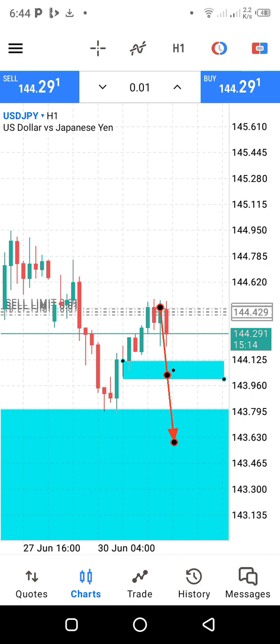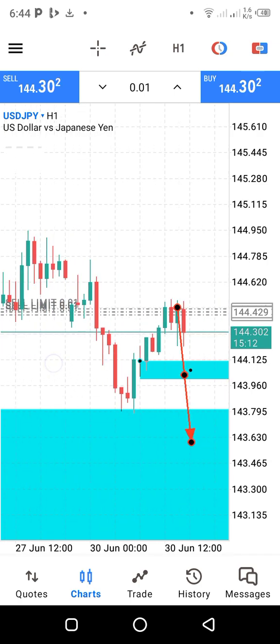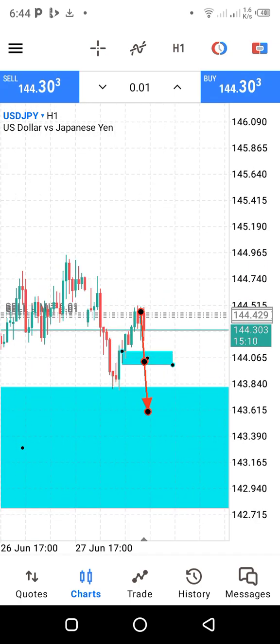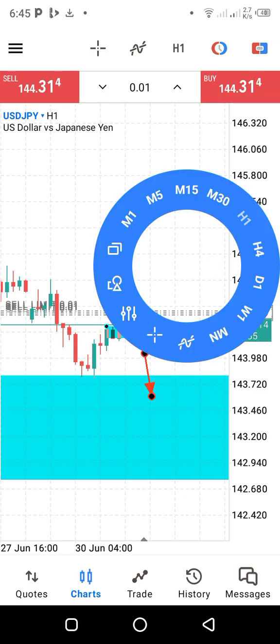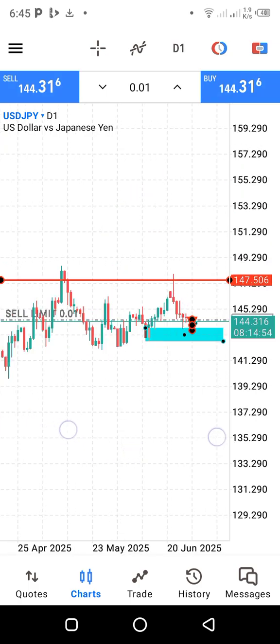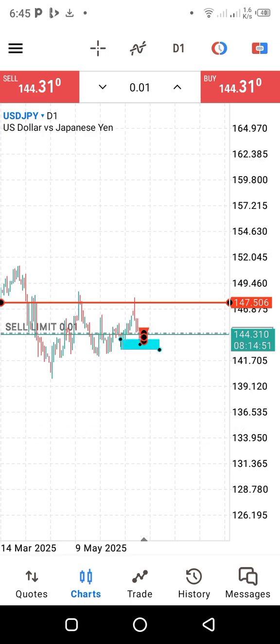Currently, honestly speaking, we have to wait a bit and see. Because here we have a key demand zone. On the daily time frame though, what I'm seeing is that price is selling. That's why I'm not taking any buy entries for now. I'll simply just wait and take my sells, right?